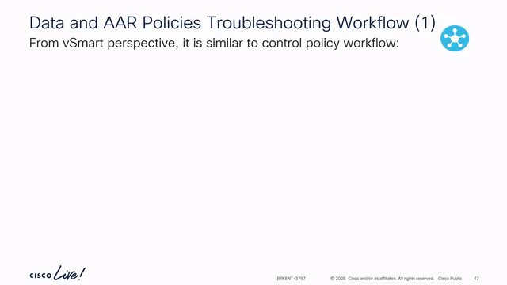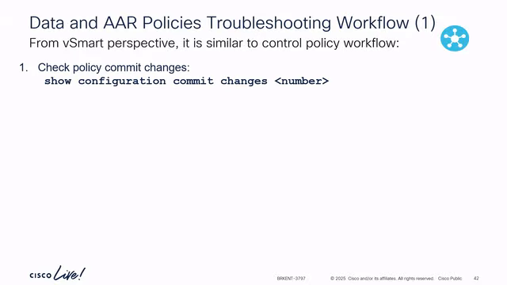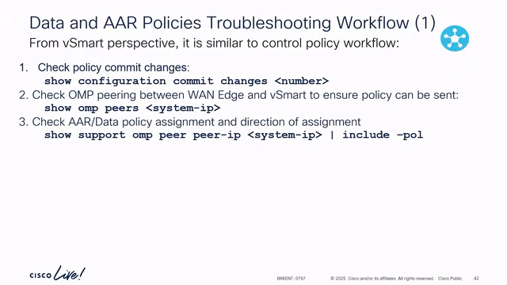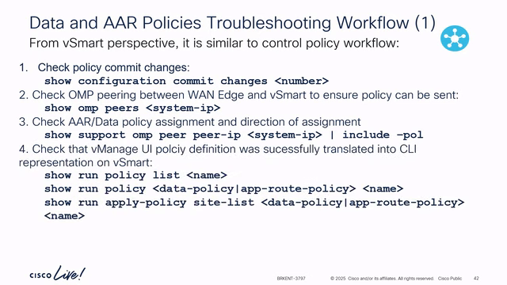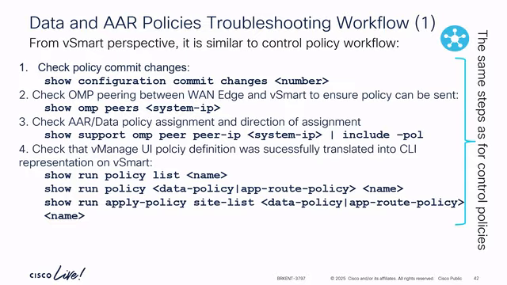Okay, from the vSmart perspective, I told you, centralized control policies and data or application-aware routing policies are very similar. We troubleshoot the same. We check commit changes to the database. We check peering, which edge device we are going to send the policy to. We check if the policy is applied. We double check that the policy CLI representation matches what we've seen on vManage. So it's everything like we've seen before already. No difference in troubleshooting approach.